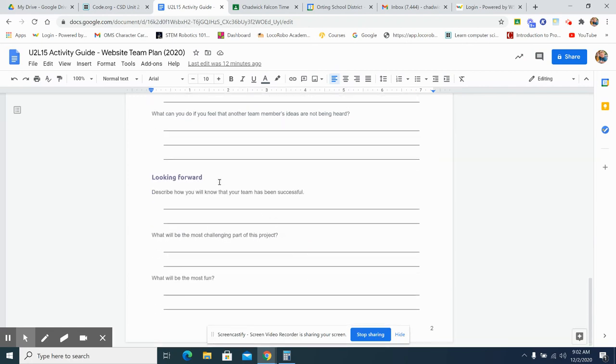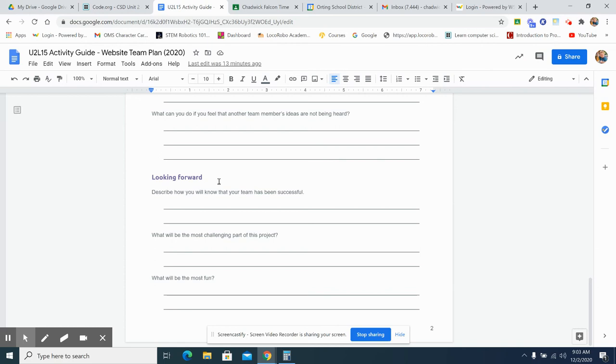So then, just looking forward, describe how you will know your team has been successful. How do you know you're successful? Just curious, what does success look like for your team? What will be the most challenging part of this project? Yeah, and this is going to look different for every group, and maybe even for every person. What do you think will be most challenging? Is it finishing it? Is it making the coding work well?